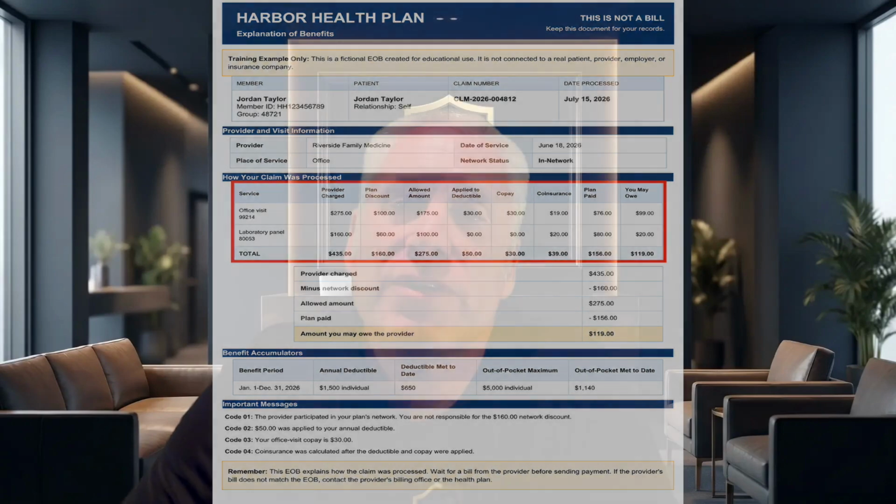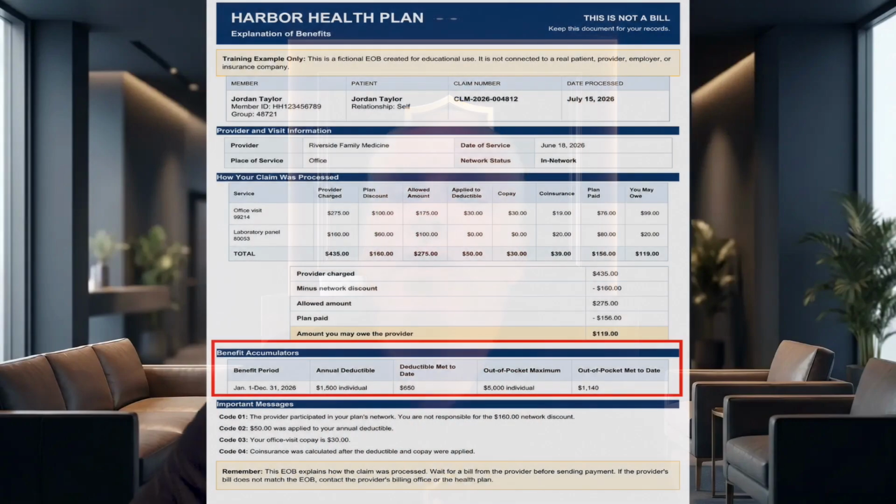Now let's look at another section that many beginners skip, the benefit accumulators. This tells you how much of the patient's deductible and out-of-pocket maximum has already been met. In our example, the patient's annual deductible is $1,500. They've already met $650. Their annual out-of-pocket maximum is $5,000. So far, they've paid $1,140 toward that maximum.